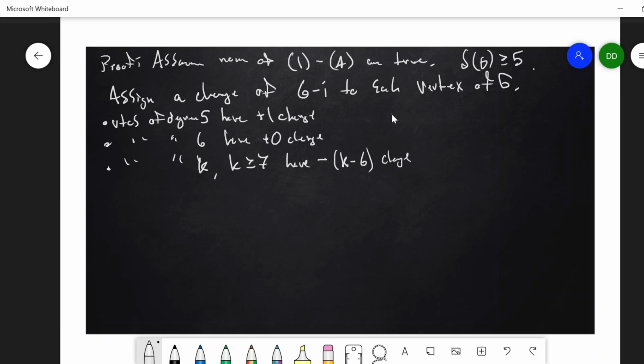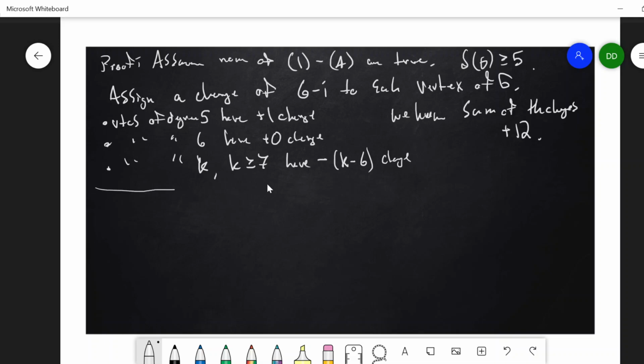And we know by that previous theorem, since I'm assigning the charge 6 minus i, when I add those all up, the sum of the charges over all vertices in the graph is +12. So already this seems a little bit suspect, right? That means I need to have enough vertices of degree 5 to contribute a positive charge in order to balance all of these high degree vertices that carry a negative charge.